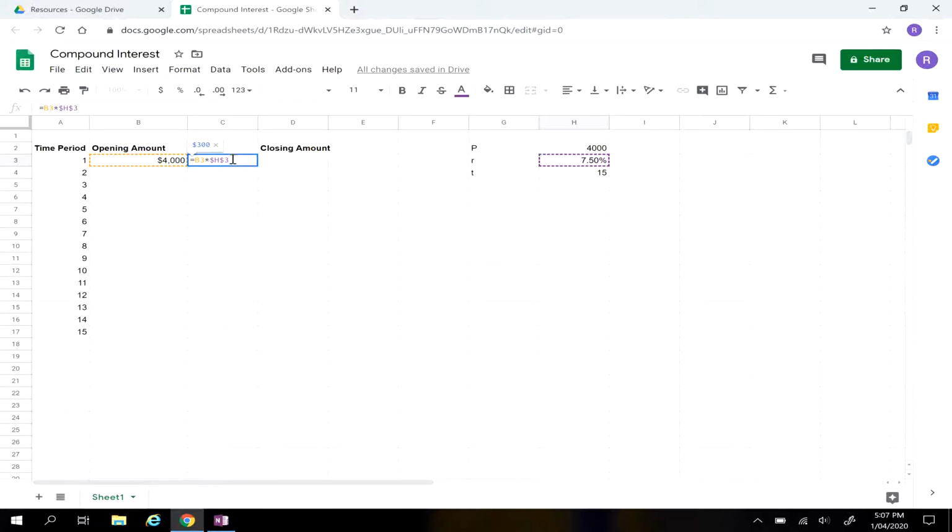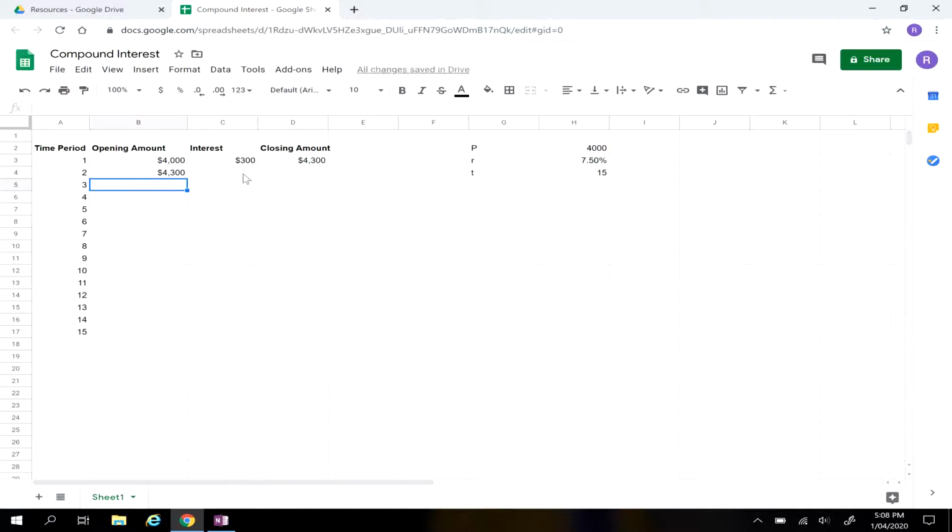We don't really need to do it, but our time period is going to be 1. So remember, PRT. There's our interest that we get in our first year. Now, our closing amount will be our opening amount added with our interest. Same as before, our opening amount for the second year is going to be equal to the closing amount from the year before, $4,300.